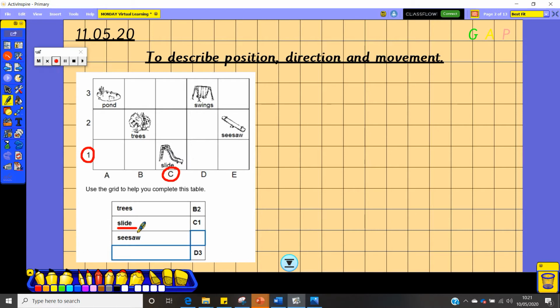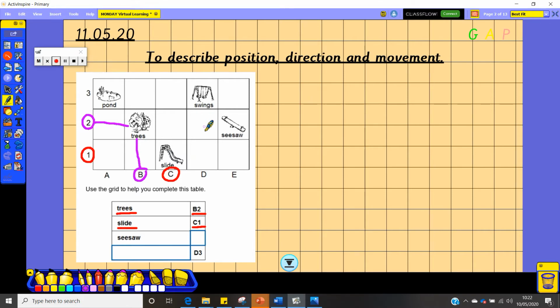So if we were to give the position of the slide on our grid here, we would give the letter along the bottom and then we would give the number going up the side. So the slide we would find in position C1 because we've gone up in column C and across in row 1, and that is where our slide is. So let's have a look at the trees. The trees here in our grid, it says that the trees are in column B and row 2. So we find column B here and we find row 2 here, and where both of those two meet is exactly where we would find the trees.